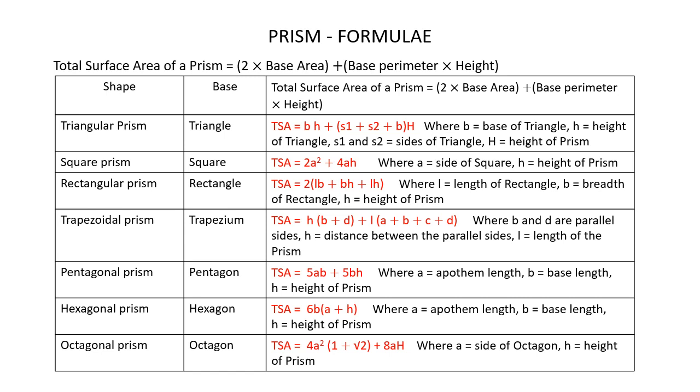So now we know that total surface area of a prism is equal to 2 multiplied by base area plus base perimeter multiplied by height. Now remember that base area and base perimeter depend on the shape of the base of that particular type of prism. So this table gives the formulae for the total surface area of the different types of prisms.